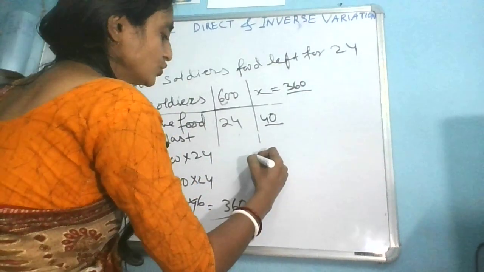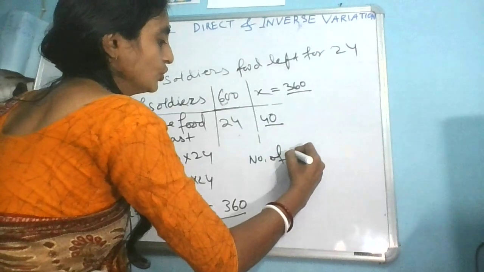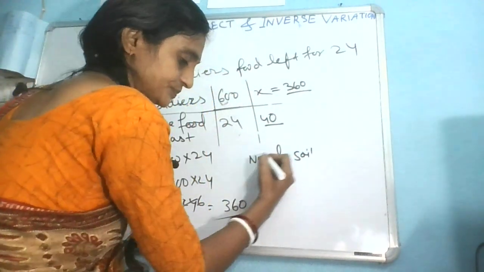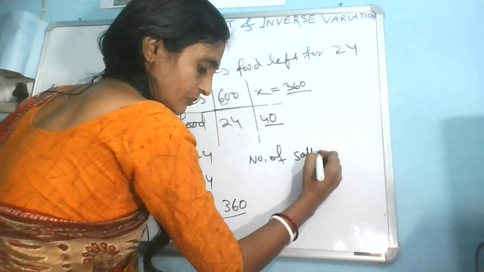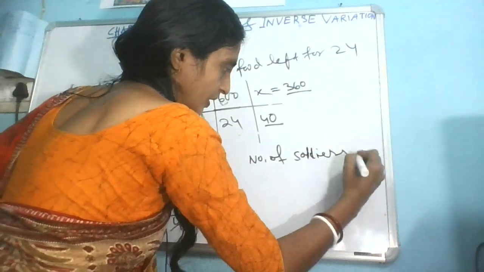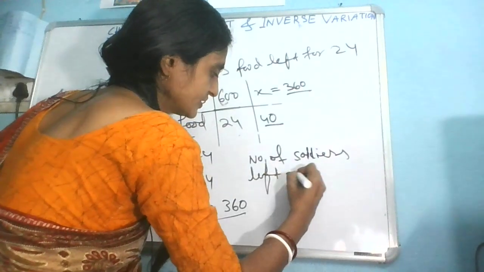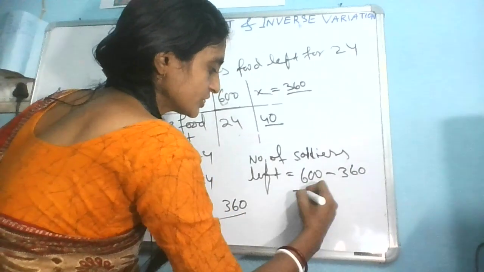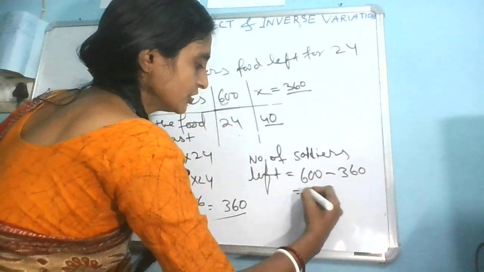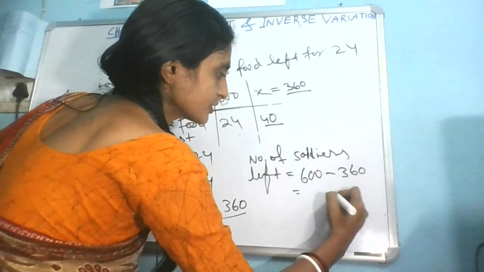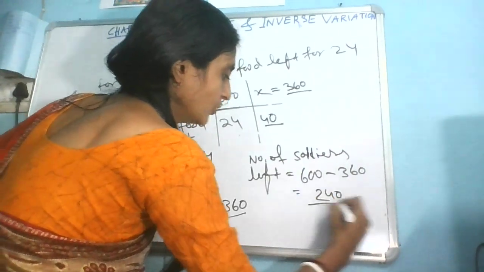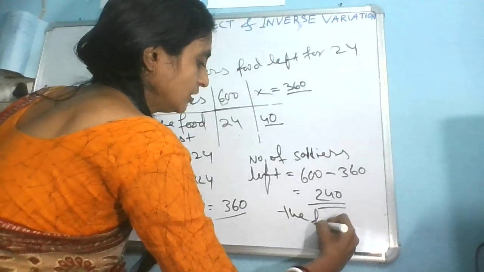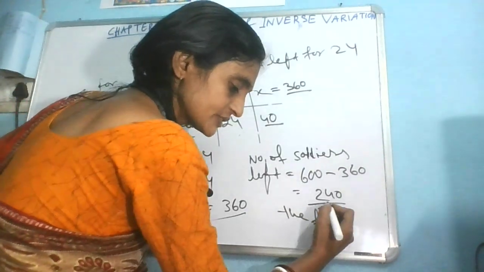Let's come to that part. The number of soldiers left is equal to the total number, which was 600, minus the 360 soldiers who can take the food. After subtracting, I am getting 240. Okay, that many soldiers left the fort, yes.